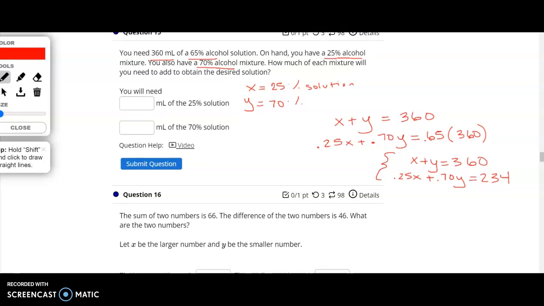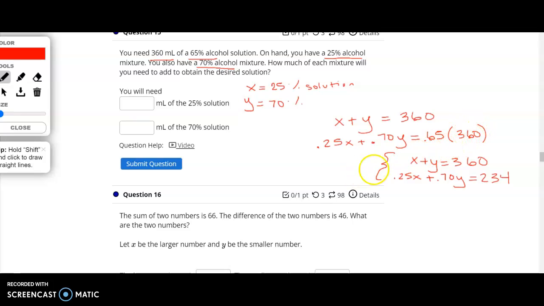So just to refresh that, we got our x plus y equals 360. We know the total milliliters needs to add up to 360. And then to take into account the percentages, we set up the second equation. So 25% times however many x milliliters, add that to 70% of however many y milliliters, and that will give us our total amount, 65% of the total milliliters, 360.